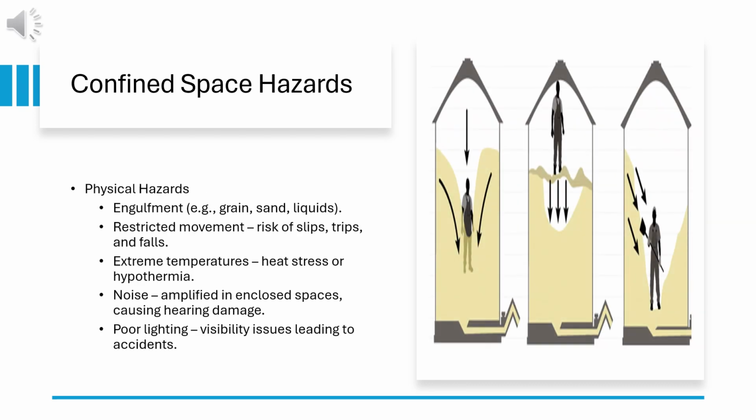Physical hazards. Physical hazards are also a major concern. Engulfment hazards such as grain, sand, or liquids can quickly trap a person. Restricted movement increases the chances of slips, trips, and falls. Extreme temperatures may lead to heat stress or hypothermia. Noise levels are often amplified inside enclosed areas, increasing the risk of hearing damage. Poor lighting can reduce visibility and contribute to accidents. All these factors must be considered before entry.